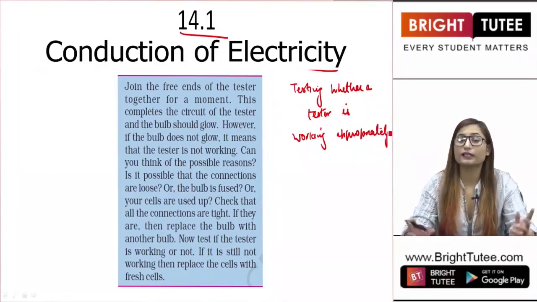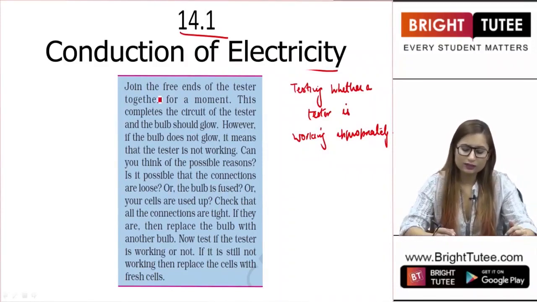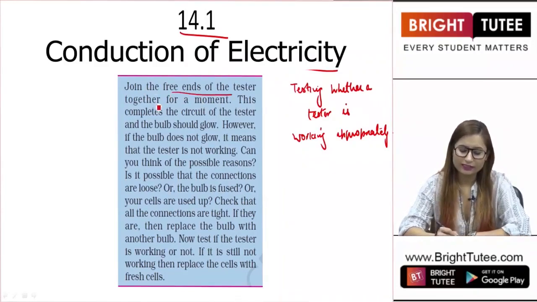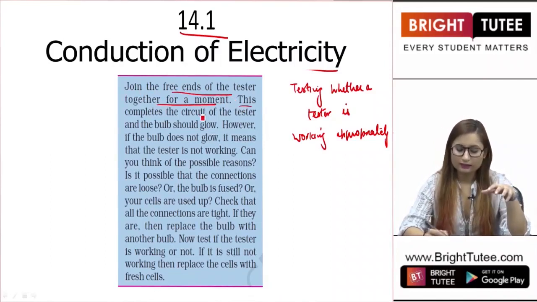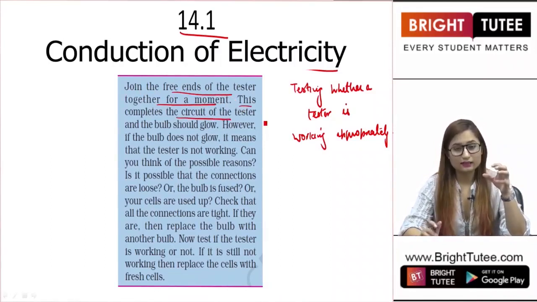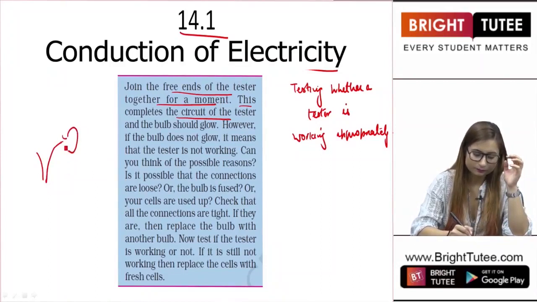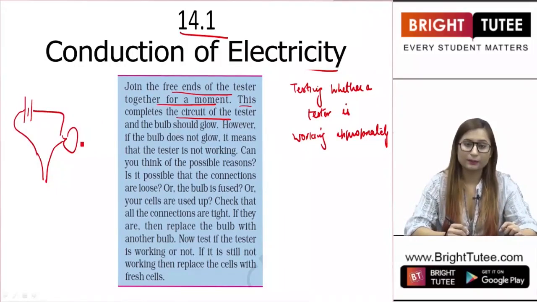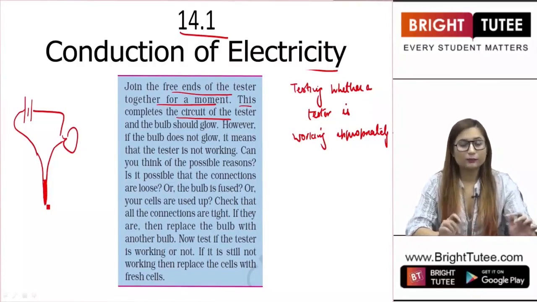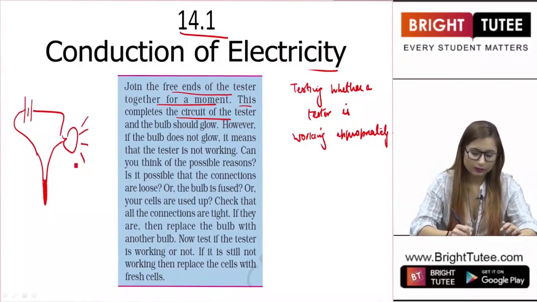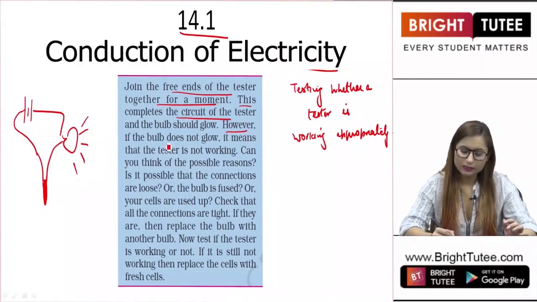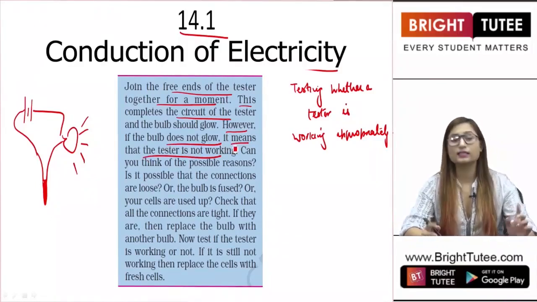How do we test whether a tester is working or not? You join the free ends of a tester together for a moment. This completes the circuit of a tester. There are two ends of a tester. Now you have a bulb here, then you have a battery here. You connect both the ends of the tester, hence the bulb starts glowing. However, if the bulb does not glow, it means that the tester is not working.